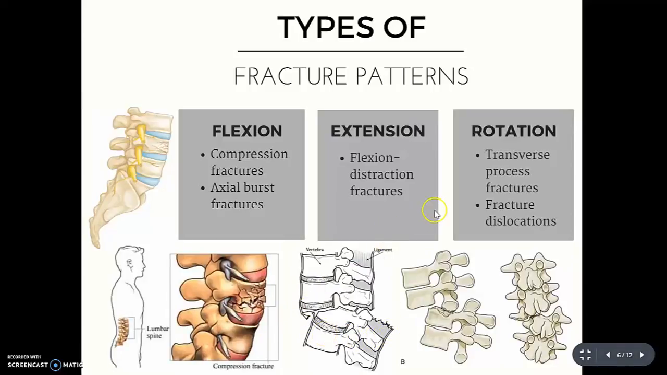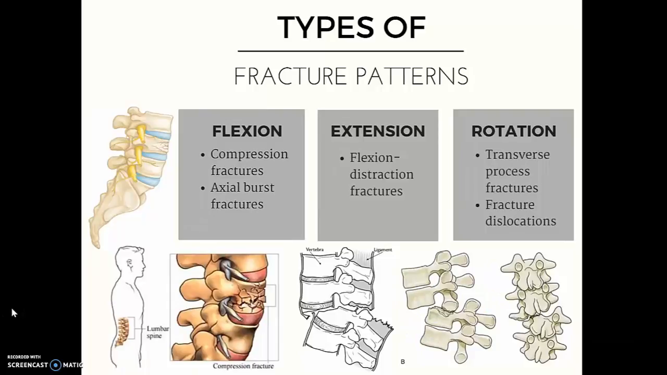Now finally, we have the rotation fracture pattern. The first type of rotation fracture pattern is the transverse rotation fracture. This is caused by bending your body too much to the side. The other type of rotation fracture is the fracture dislocations. They occur when the vertebrae moves out of place, and this can easily damage the spinal cord. Here we have a picture of the fracture dislocations.